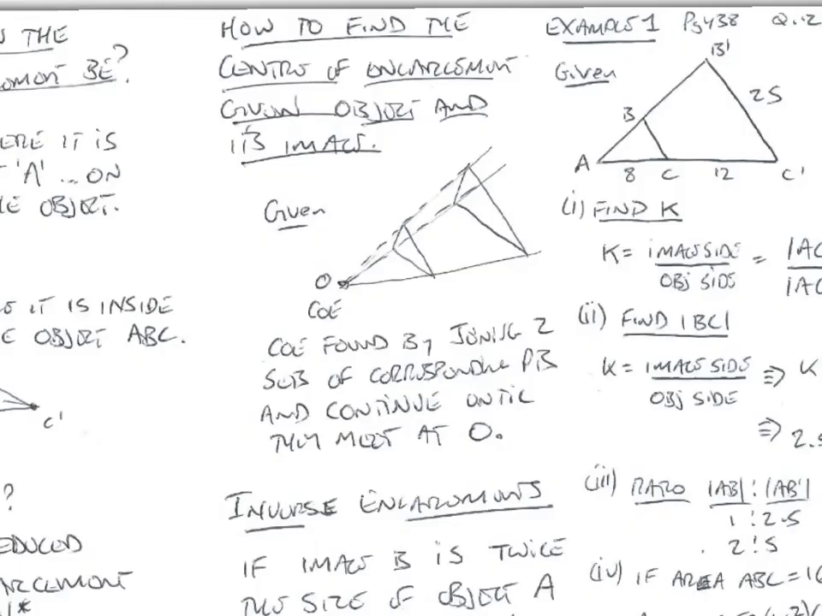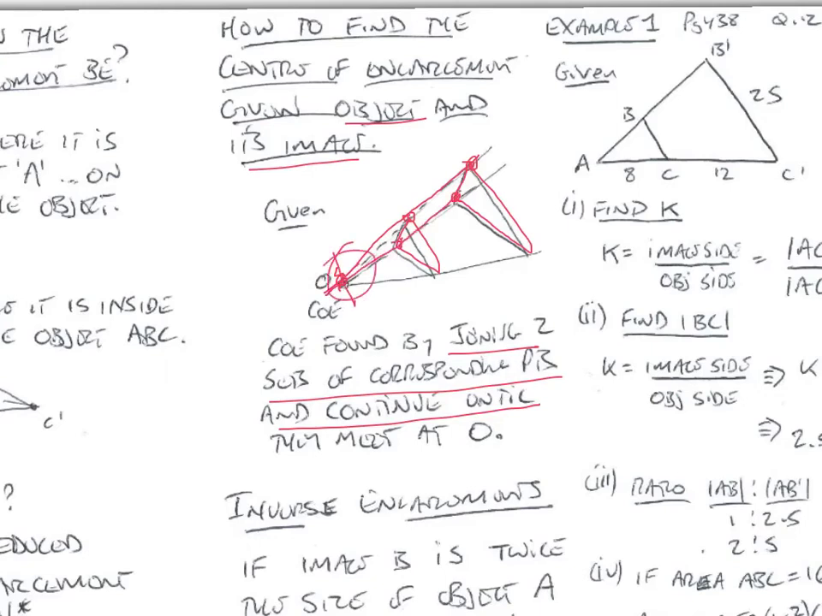And then how to find the centre of enlargement given an object and its image. So we're given an image and an object, and we're looking to find the centre of enlargement. We can find it by joining two sets of corresponding points, like this point, and continue its line, and this point, and continue its line, and where they intersect, that's the centre of enlargement at O.